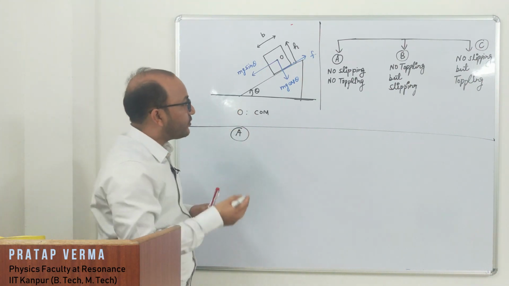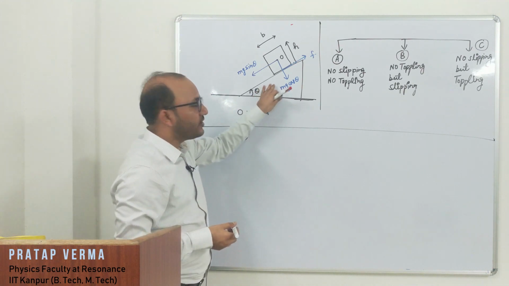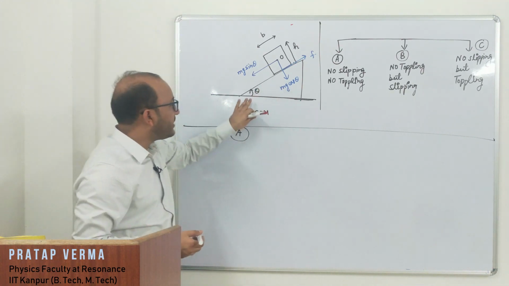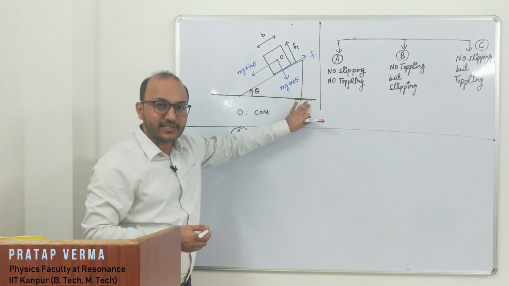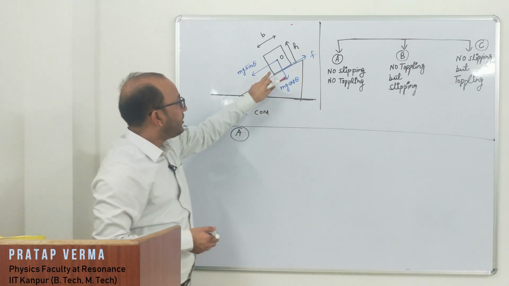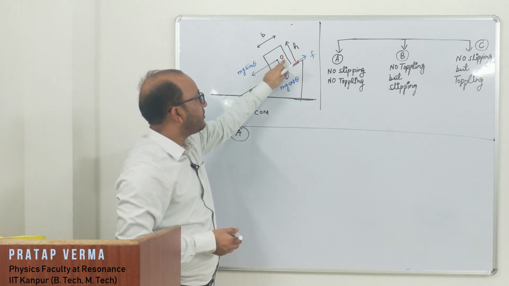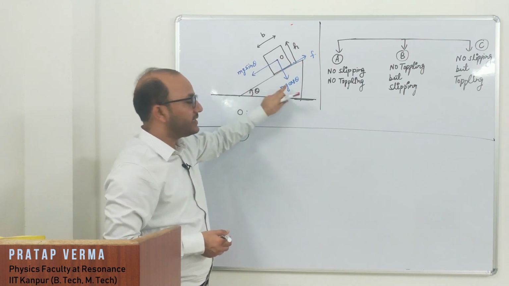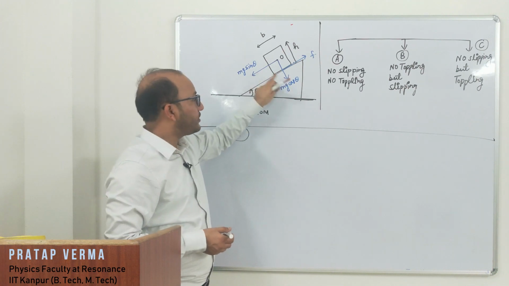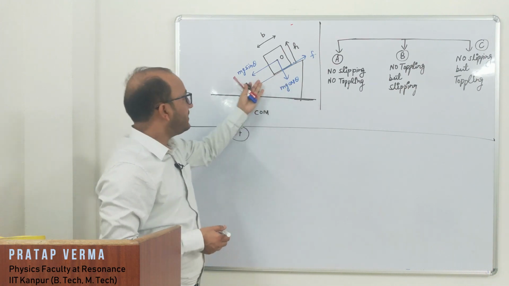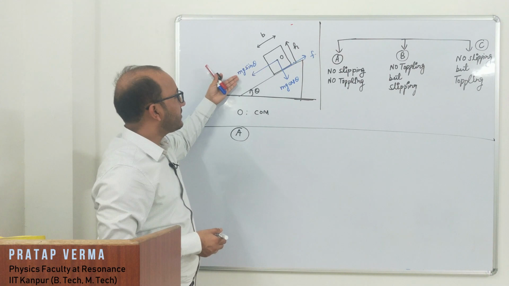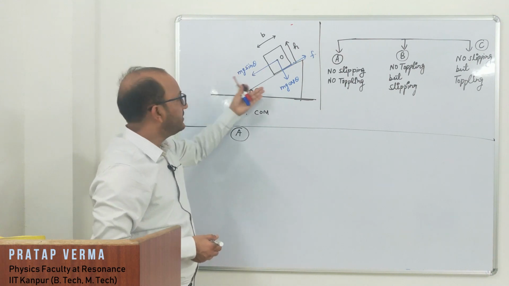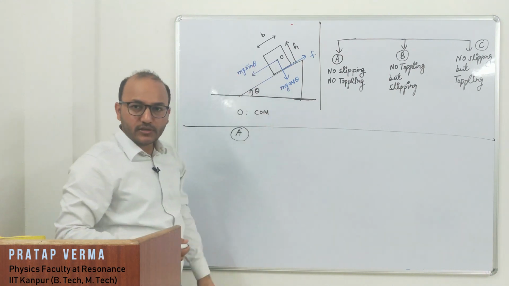What I have done here already is I have drawn the inclined plane. The inclined plane is making an angle theta with the horizontal direction. On top of that, this block is placed. On the block, I have drawn the components of weight, mg sin theta and mg cos theta. It is standard: parallel to the inclined plane, the component of weight will be mg sin theta, perpendicular it will be mg cos theta.